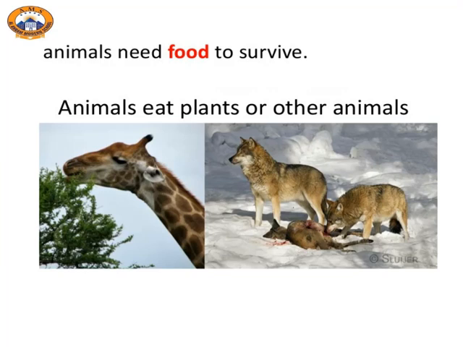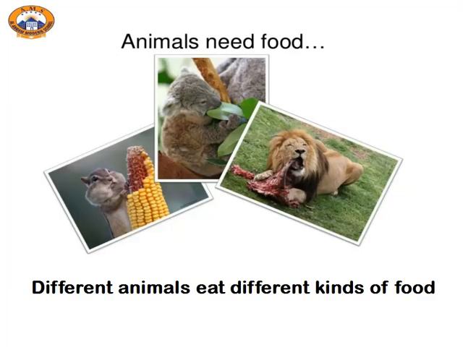Look at the picture. Here the giraffe is eating the leaves of the tree. In the other picture you can find wolves which are eating another animal, so they are feeding on meat. From this picture we understand that some animals feed on plants while other animals eat meat. So, different animals eat different kinds of food. In this lesson, we are going to classify the animals according to the type of food they eat.